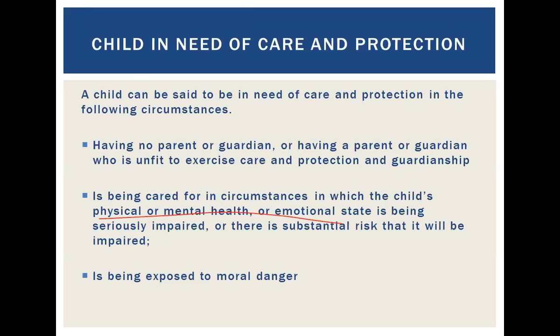All right, so a child can be said to be in need of care and protection in the following circumstances. One, when they have no parent or guardian, or have a parent or guardian who is unfit to exercise care and protection and guardianship over that child. Also, is being cared for in circumstances in which the child's physical or mental health, as well as emotional state of being, is seriously impaired, or there is substantial risk that it will be impaired. Also, is being exposed to moral danger.